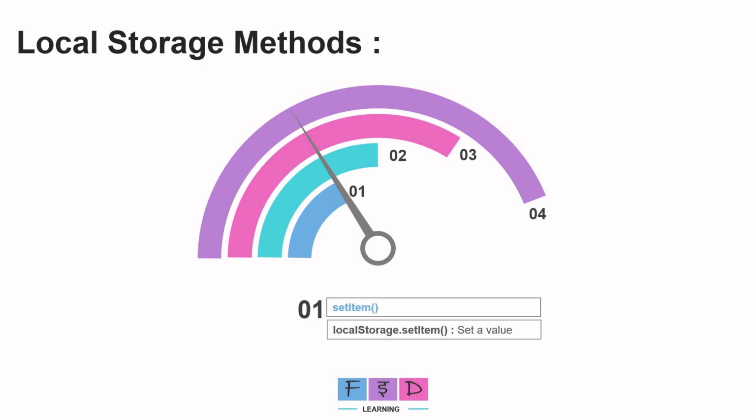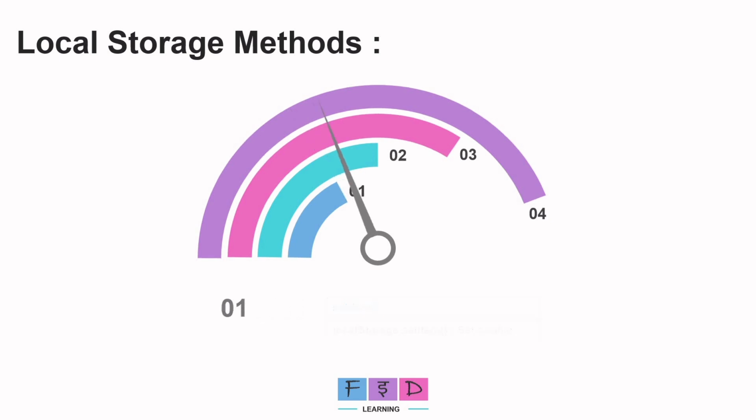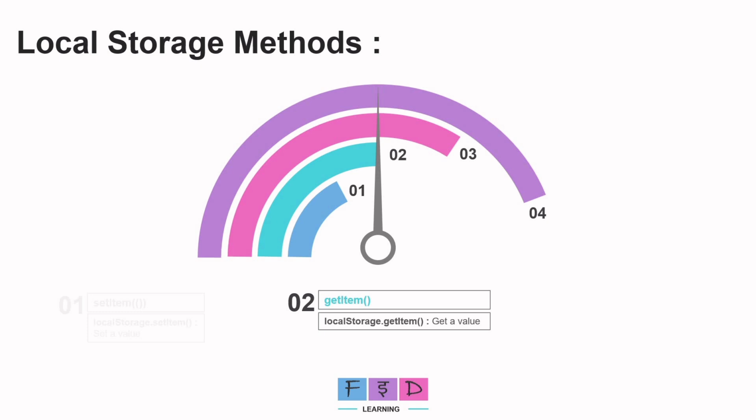And similar to session storage, local storage provides four methods to manage data. First method is localStorage.setItem. It stores a value in local storage using a key value pair. Second, localStorage.getItem. It retrieves stored data using the corresponding key.